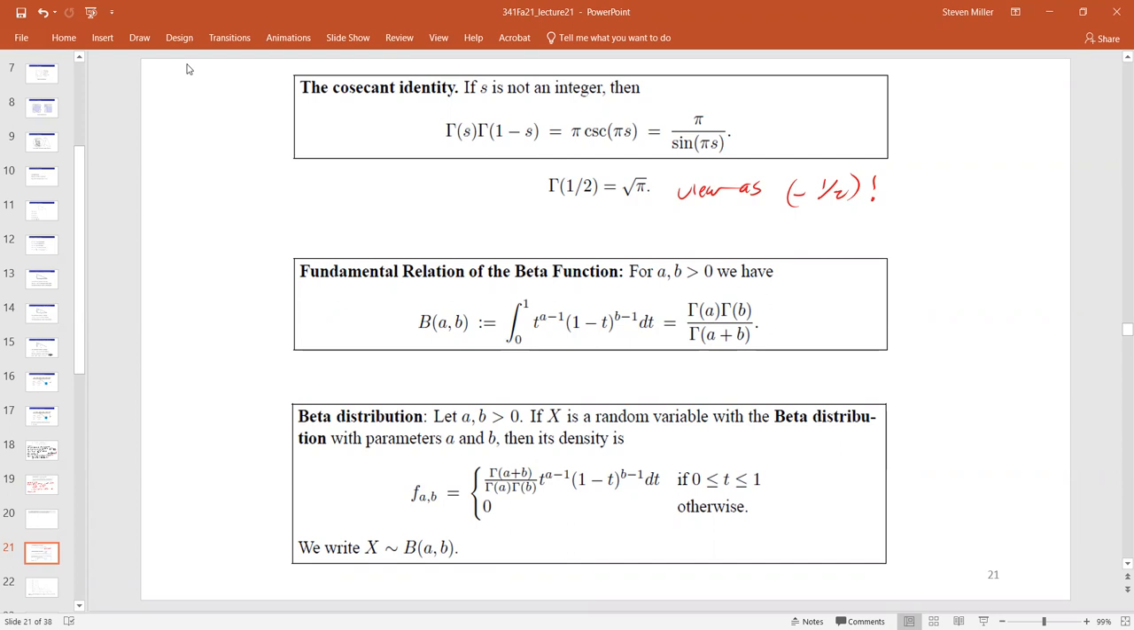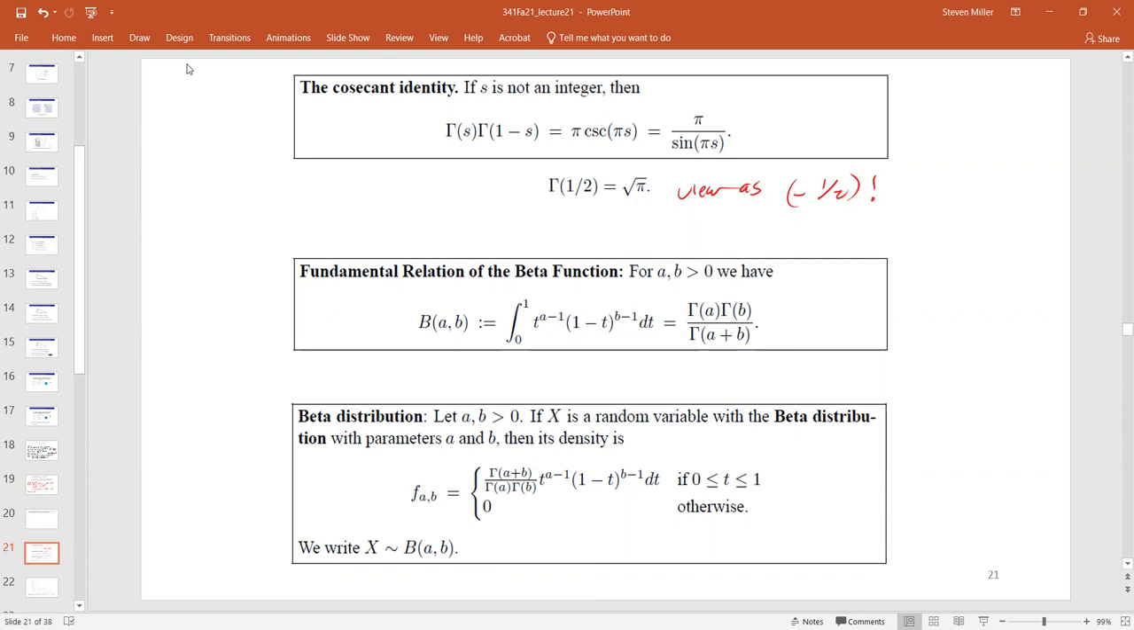How many of you have seen the beta distribution in a stats class? Okay, so at least two people have seen the beta distribution. So the beta distribution is defined as t to the a minus one, one minus t to the b minus one. And it turns out that when you integrate this, if you play some games, you get gamma of a, gamma of b, over gamma of a plus b.